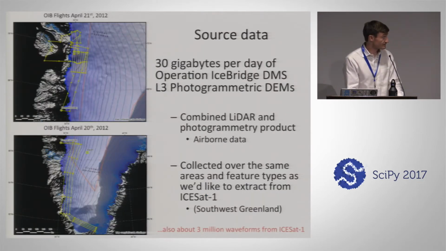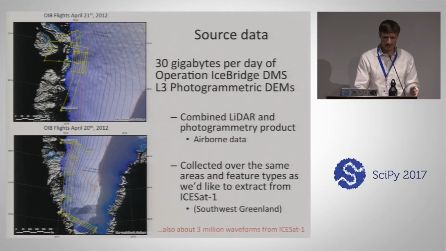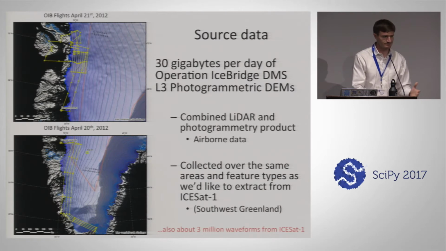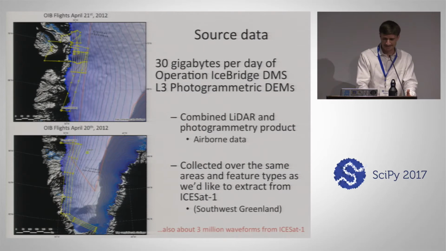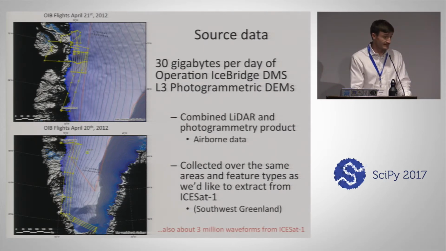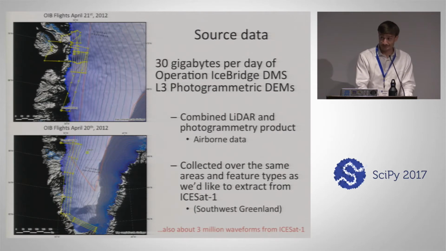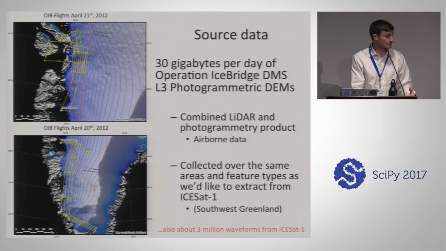So for my source data for this, I took these two flights from something called Operation Icebridge. I think I mentioned that the satellite went down in 2009 and that the next satellite is launching in 2018. So to bridge this gap, they decided it would be really nice to have some data over the interleaving periods. NASA has been flying yearly flights that go for about 20 or 30 days at a time to image both Antarctica and Greenland to try and get an estimate of how things are changing.